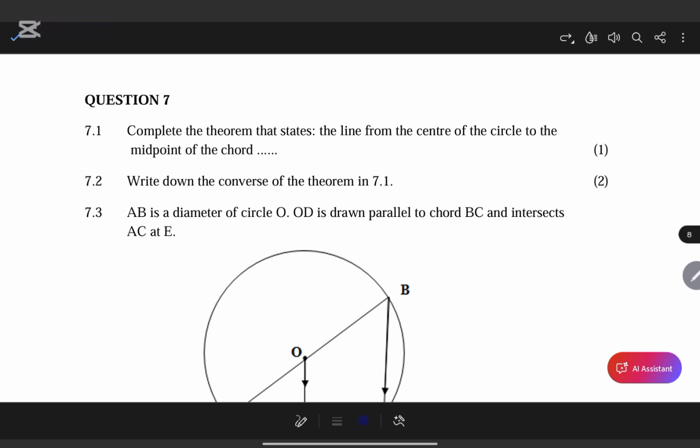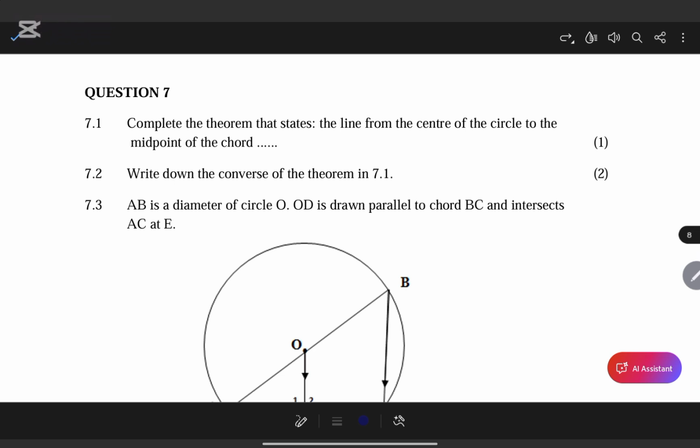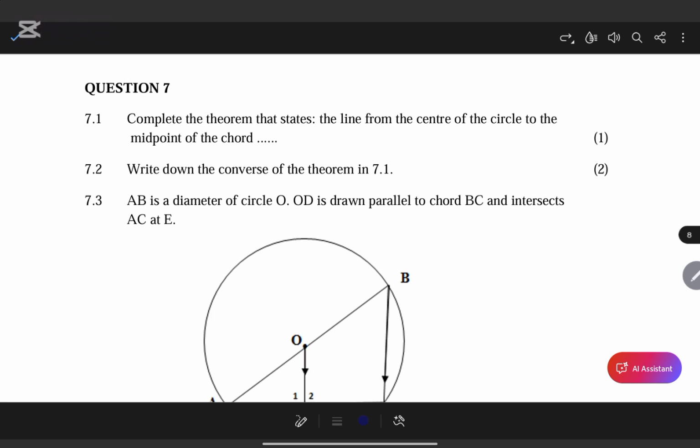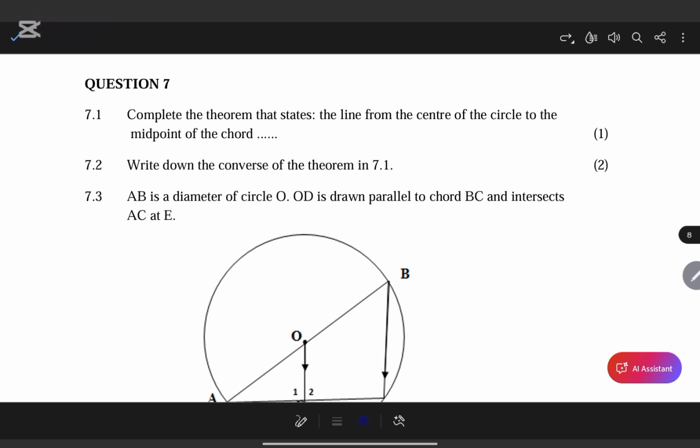The theorem states that the line from the center of the circle to the midpoint of the chord, you need to complete this. So what does that theorem say? A line drawn from the center of the circle to the midpoint of the chord is perpendicular to the chord. Now some of you say it bisects the chord.